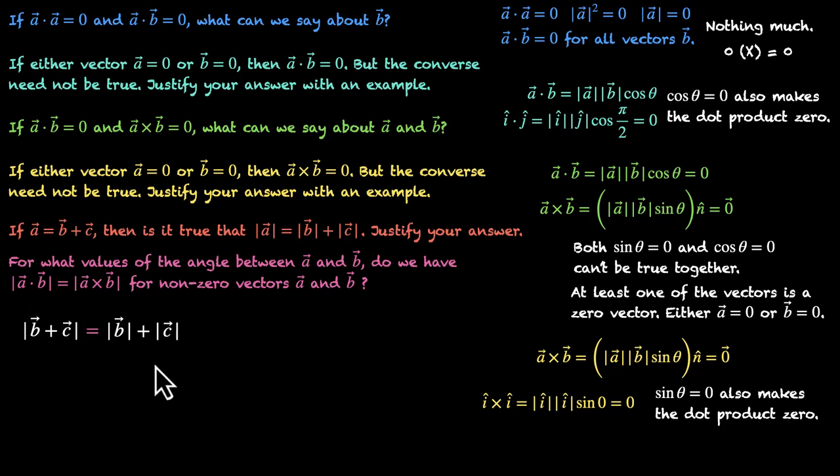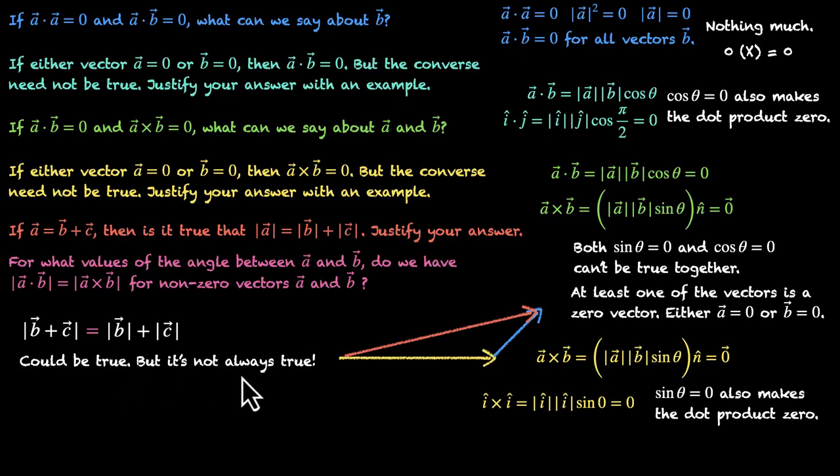Let's try visualizing these two vectors. If we have two vectors B and C, let's say we put them here like this. This yellow one is the B vector and this blue one is the C vector. Where's B plus C? By the triangle law of addition, B plus C is this orange vector. Now let's look at the magnitudes, which means let's look at the sides of this triangle. We can see that the sum of these two sides is always greater than or equal to the third side, which means the magnitude of B plus the magnitude of C will always be greater than or equal to the magnitude of B plus C. So this is not always true. In fact, we have just seen the scenario where this is definitely not true. So this could be true, but it's not always true.